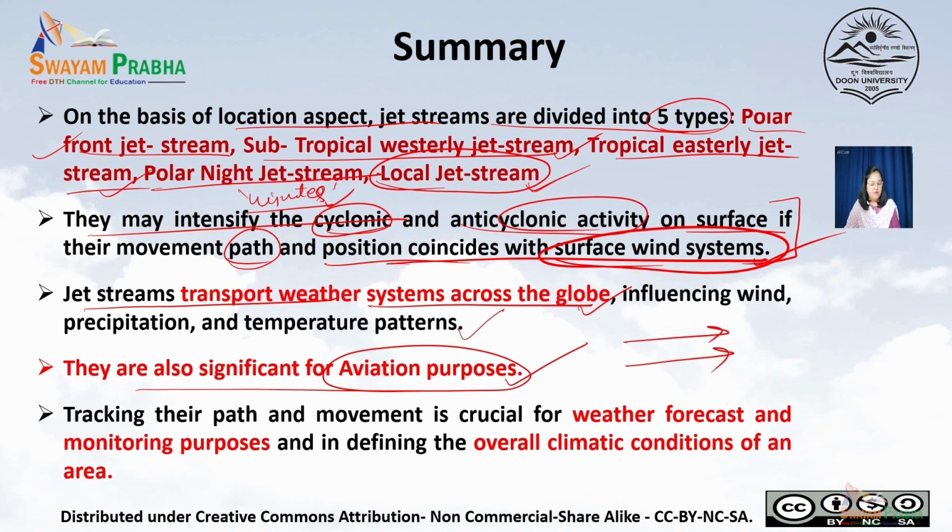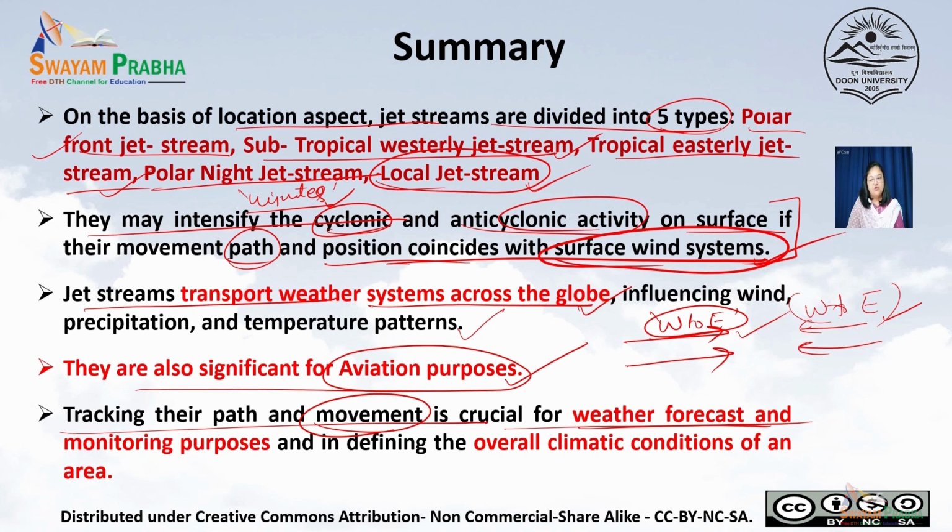They aid the flights which move from west to east in their zone of influence, whereas they hinder the path of flights which move from east to west in their zone of influence. And finally, tracking the path of jet streams and their movement is crucial for weather forecasting and monitoring purposes because they help in predicting the weather conditions which may prevail in an area. And therefore, the jet streams help in defining the overall climatic conditions of an area on Earth.